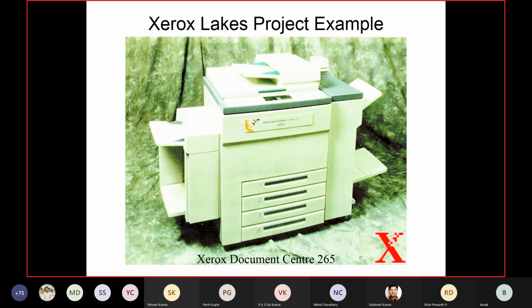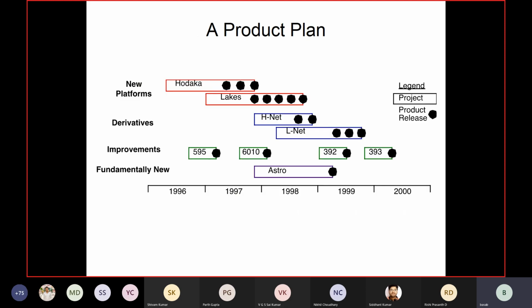Now we'll be looking at the Xerox Lex project, for example Xerox Document Center 265. There was a case study, so we will see from the excerpts of the particular case study.